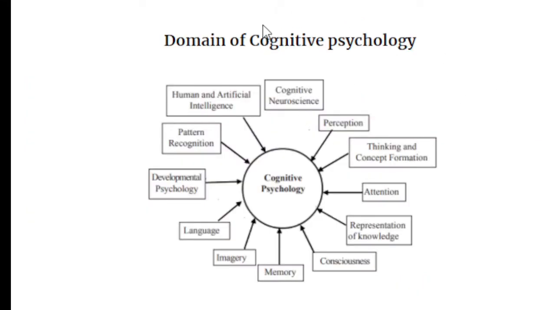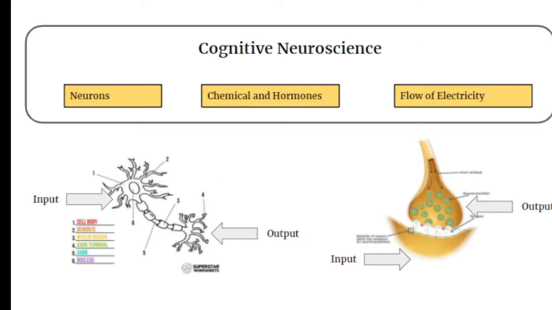All right, so now the next part of this is domains of cognitive psychology. Domains are basically different parts where cognitive psychology is studied, and the parts that are related to it. So this is a very interesting topic. Let's dive into it now.